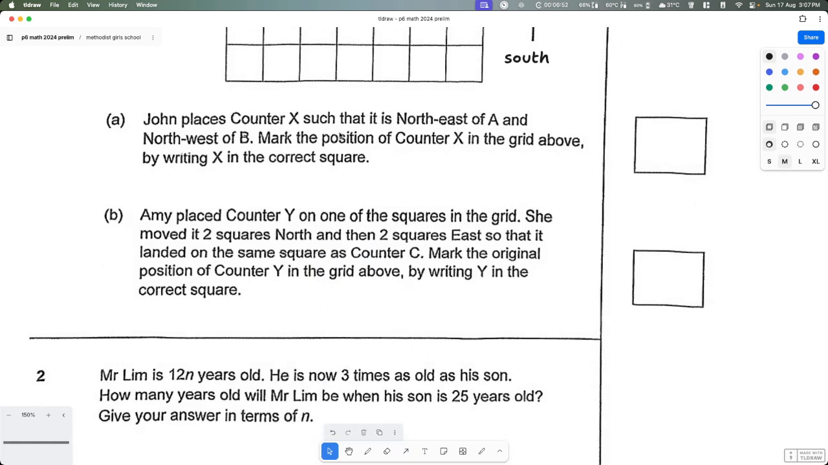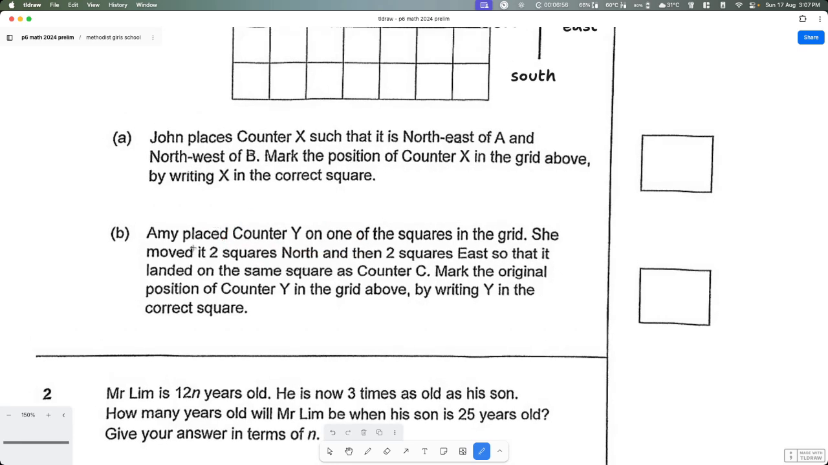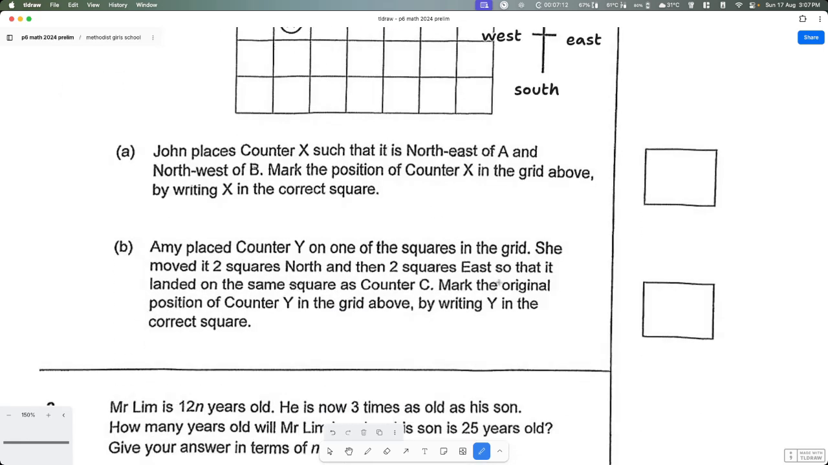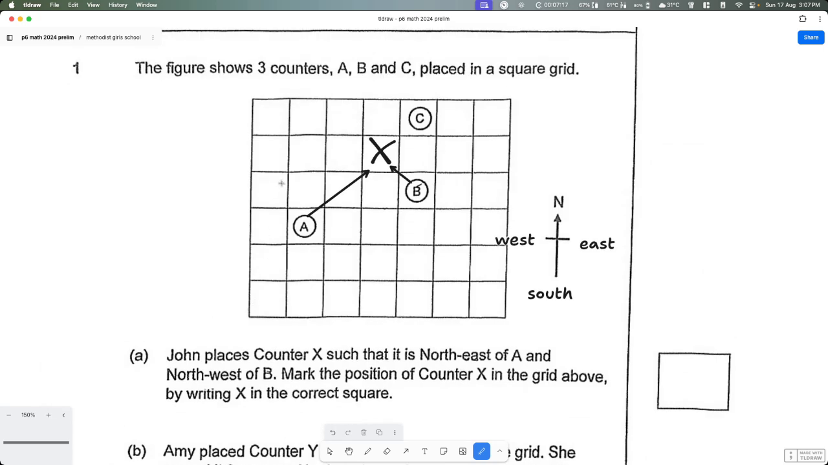Let's move to part B. Amy placed counter Y on one of the squares in the grid. She moved it two squares north and then two squares east so that it landed on the same square as counter C. Mark the original position of counter Y in the grid above by writing Y in the correct square. So counter C is over here. She moved it two squares north. Two squares north means from C, you go below. Two squares north is down below here.